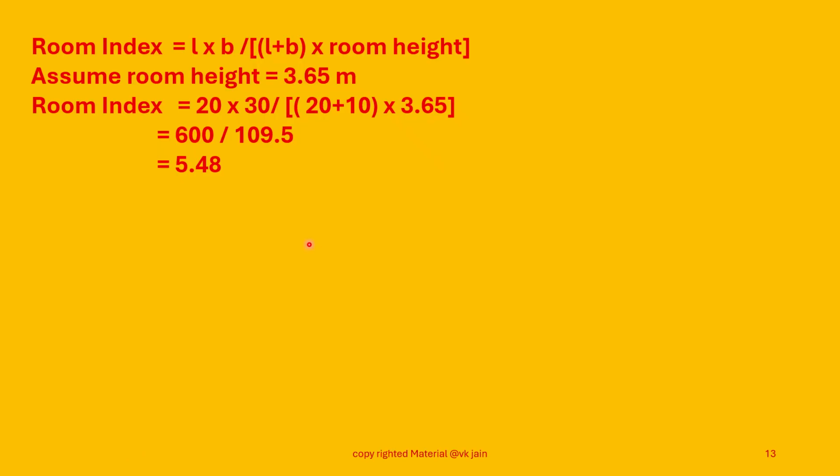Friends, this is a typical calculation for calculating room index, which is L into B divided by L plus B multiplied by room height. You can assume height if it is 3.65, room index is 5.48.